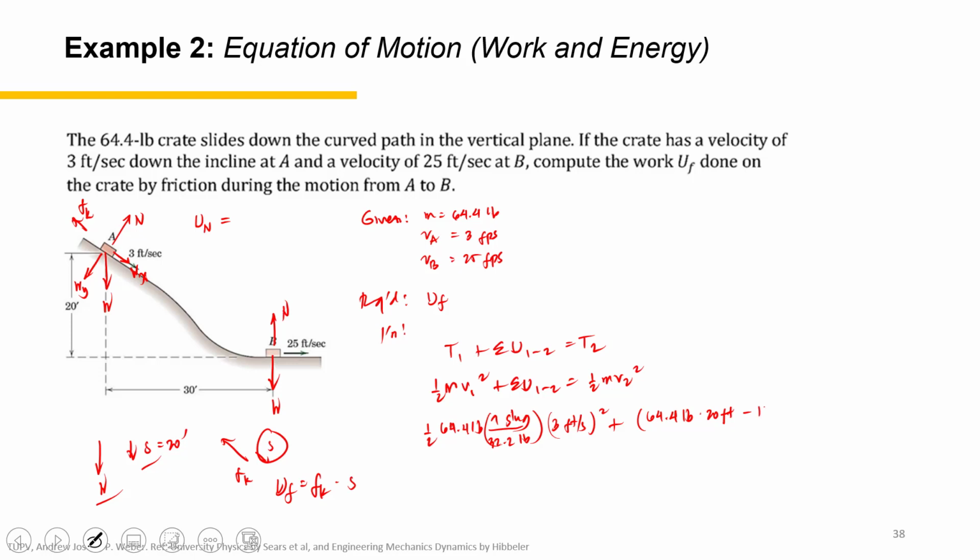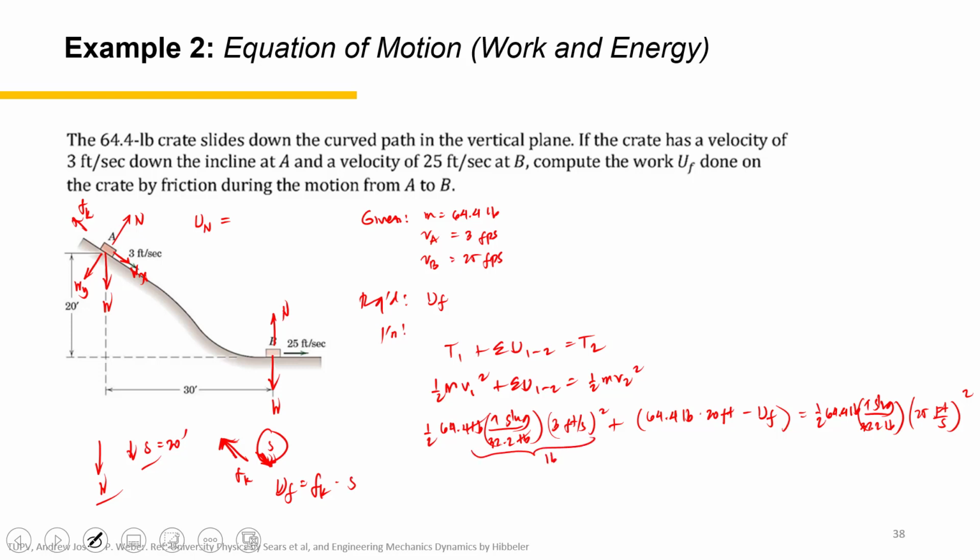So we write U sub F, and that would be negative because it is always opposite. The displacement is always opposite to the force, and that would be 1/2. The mass is 64.4 pound. Let's convert it to slug. 32.2 pound per 1 slug times the final velocity, 25 feet per second squared. So let's check the unit. Pound cancel, slug feet per second squared. It would result to a pound force.